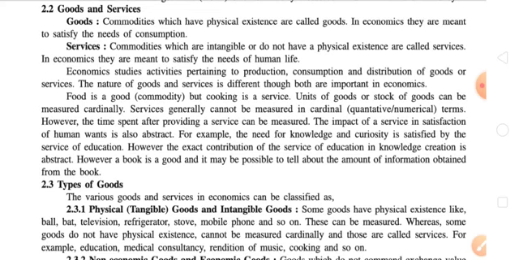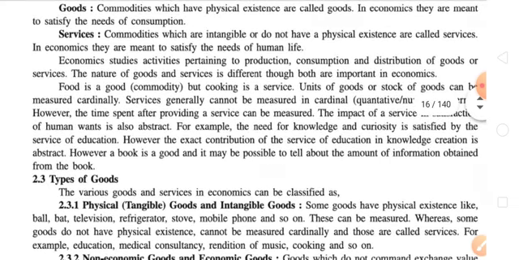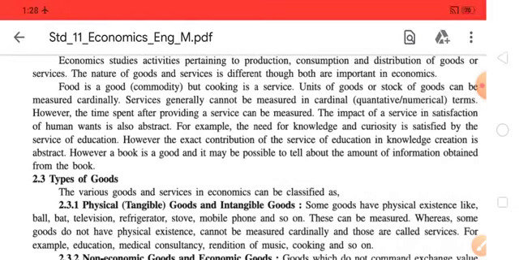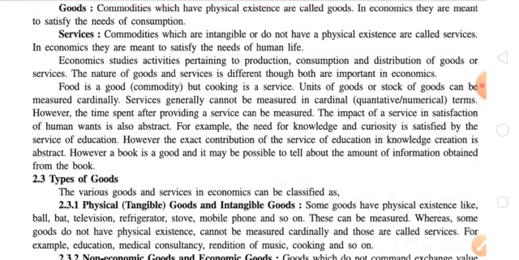Now the next paragraph: food is a good, that is a commodity, but cooking is a service. It means food is a good, but preparing food or cooking food is a service. So in one example we have the proper meaning of both these things.